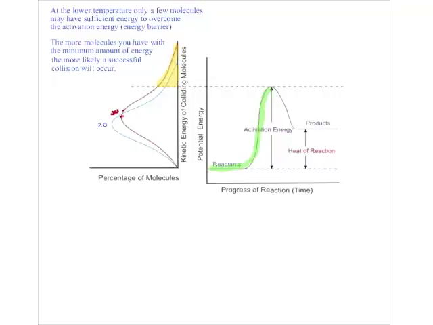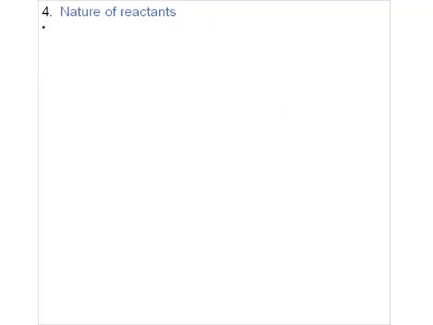Okay, so what we're saying then, at the lower temperatures, only a few molecules have sufficient energy to overcome the activation energy. As we increase the temperature, more and more molecules now have that minimum energy, and therefore it's more likely that a chemical reaction occurs. So a dual effect there, two effects of temperature.